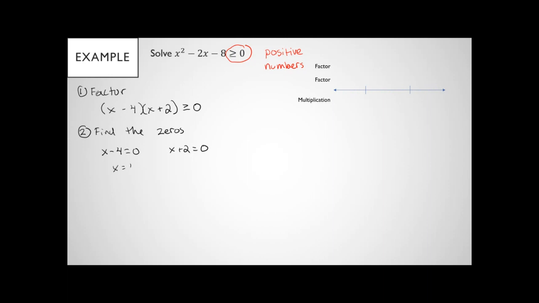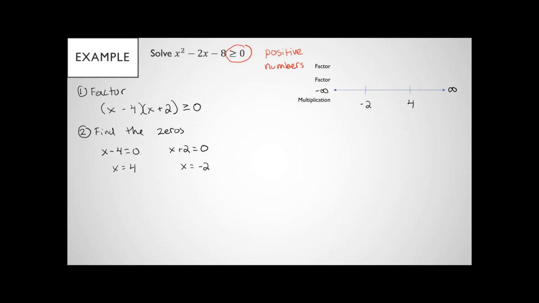So we get one zero at 4 and another one at -2. So I'm going to mark those on my number line. So I have -2 and I have 4. And I'm just going to mark where the positive and negative infinities are. I don't care where 0 is on the number line. All I care about are the numbers that make the y value zero. So I don't care about the number 0. I care about the zeros.